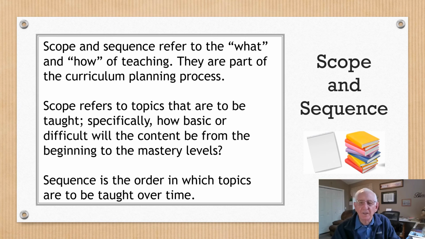The next topic that is typical as a basic curriculum topic is called scope and sequence. Scope and sequence refer to the what and the how of teaching. They are part of the curriculum planning process. Scope refers to topics that are to be taught. Specifically, how basic or difficult will the content be from the beginning to the mastery levels of this topic. Sequence is the order in which the topics are taught over time.